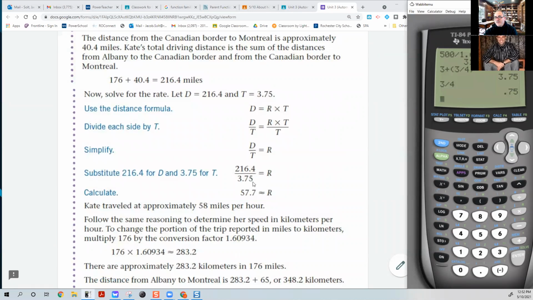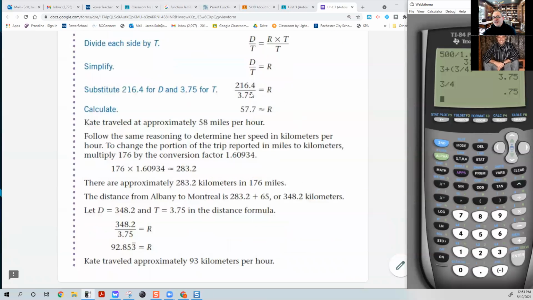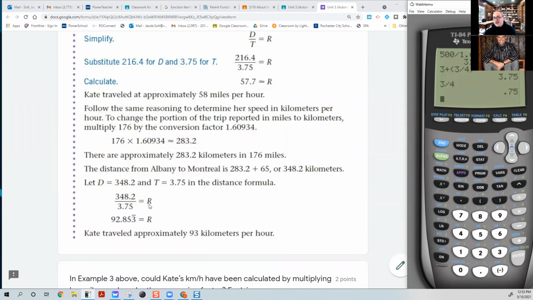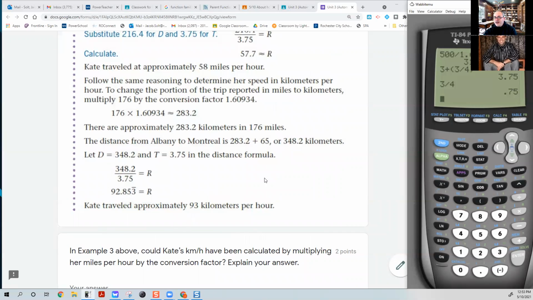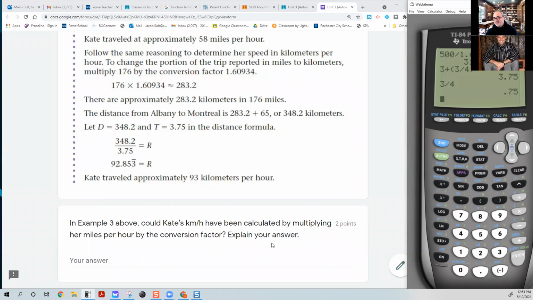All right, so then we find out that 216.4 divided by 3.75 will give us 57.7. That is an approximation of 57.7 miles per hour, or 58 miles per hour if we round to the nearest mph. Whew. Right, so that's kind of the idea there of how to find out her approximate rate. We can also convert this to kilometers per hour, but I'm going to skip that for now. I'm going to ask you, in example 3 above, could Kate's kilometers per hour have been calculated by multiplying her miles per hour by the conversion factor? Explain why. So take a think on this.